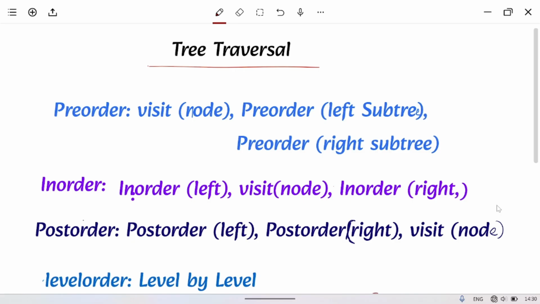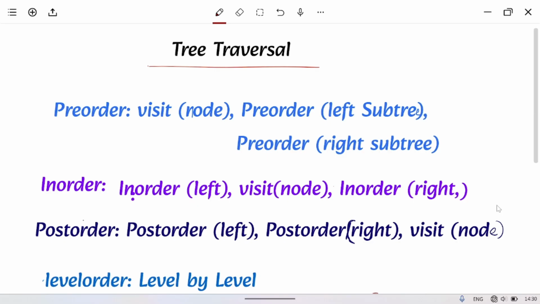The topic of this video is tree traversal. Traversing means visiting all the nodes. If the data structure is linear, we can traverse with two methods: first, from first to last, and second, from last to first.